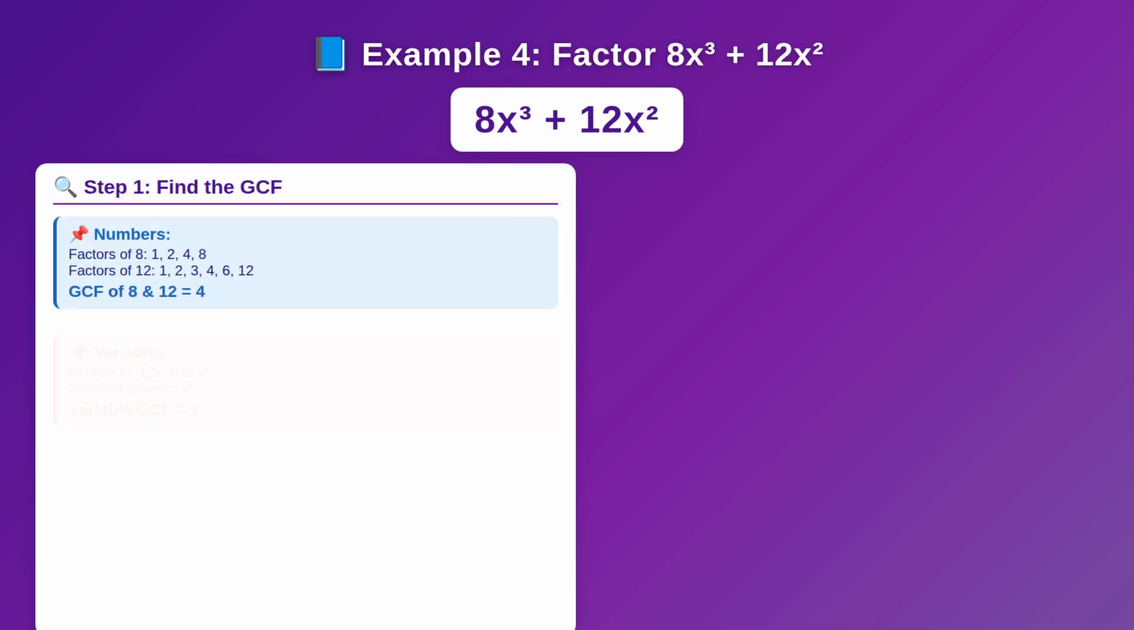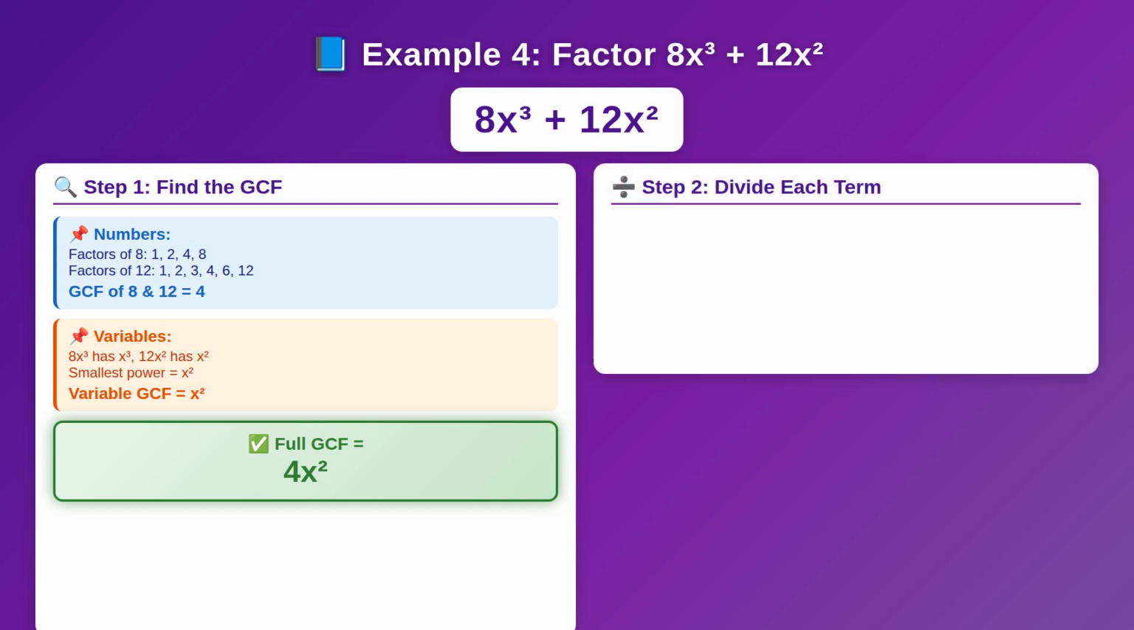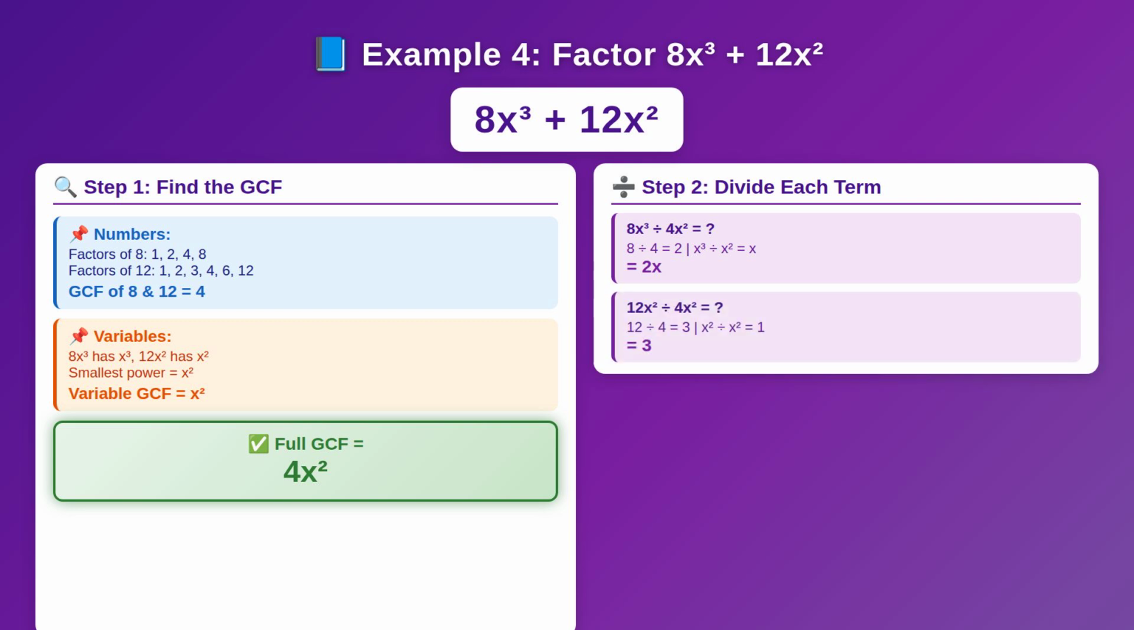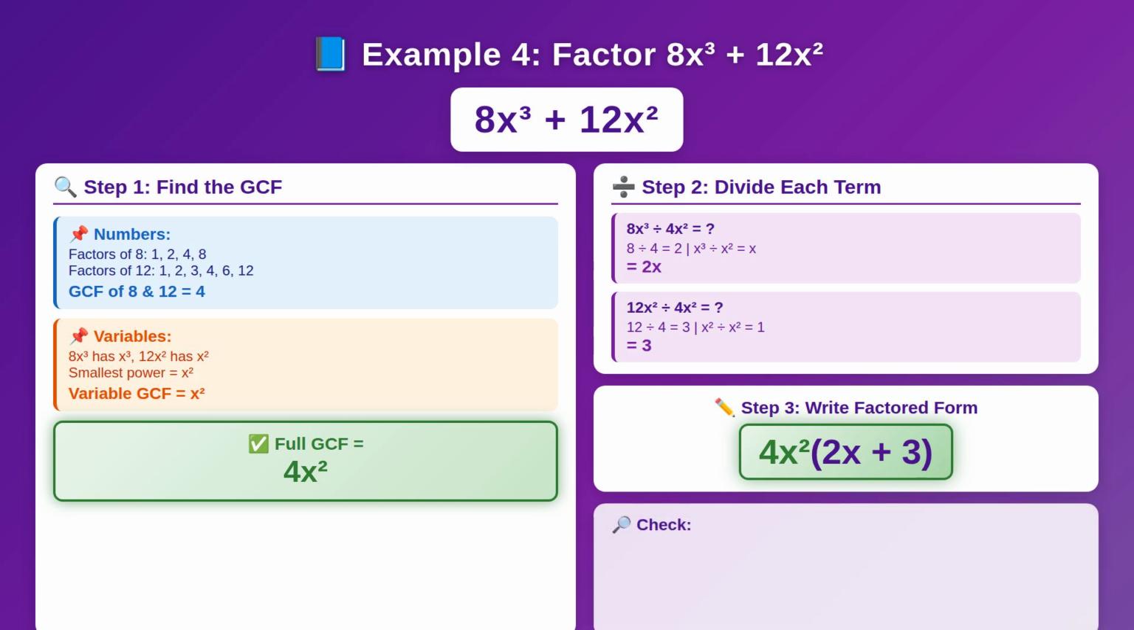Let's level up. Maya's ready for this one. Factor 8x cubed plus 12x squared. Step 1. Find the GCF. For the numbers 8 and 12, factors of 8 are 1, 2, 4, and 8. Factors of 12 are 1, 2, 3, 4, 6, and 12. The GCF of 8 and 12 is 4. For the variables, 8x cubed has x cubed, and 12x squared has x squared. The smallest power is x squared, so x squared is part of our GCF. The full GCF is 4x squared.